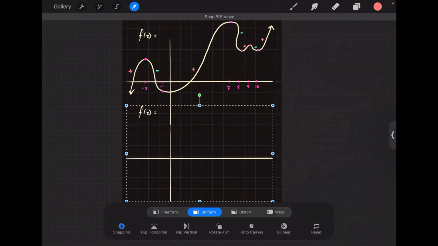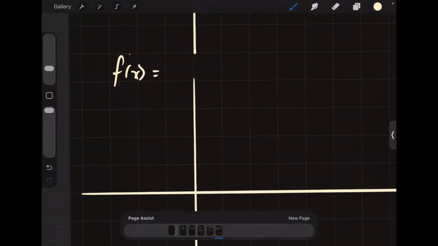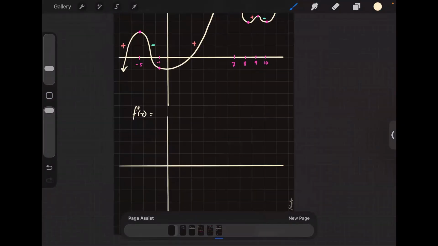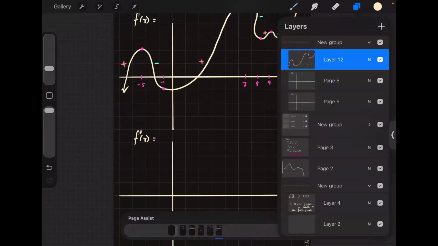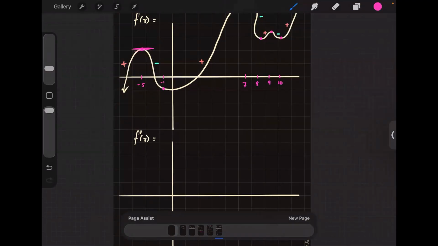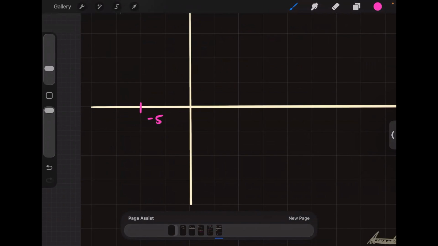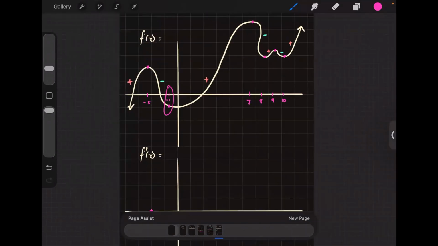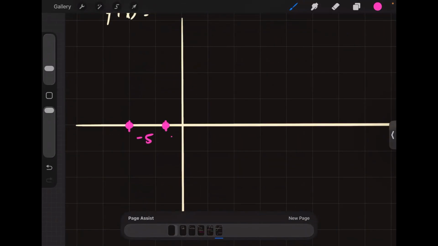And we will do so by, and friends, please, label your graphs. This is your f prime graph, okay? And then what we're going to do with all these critical values here, we're going to map those as well, okay? So at negative 5, slope is 0. At negative 5, slope is 0. At negative 1, slope is 0, so negative 1, slope is 0.